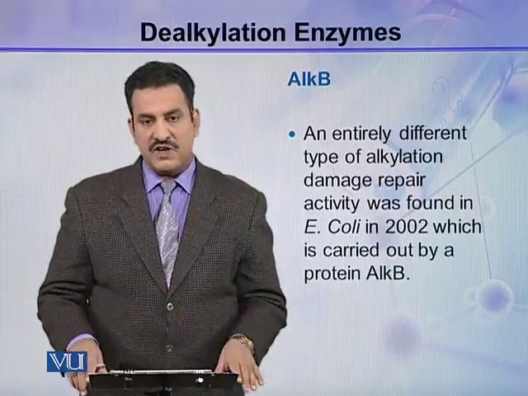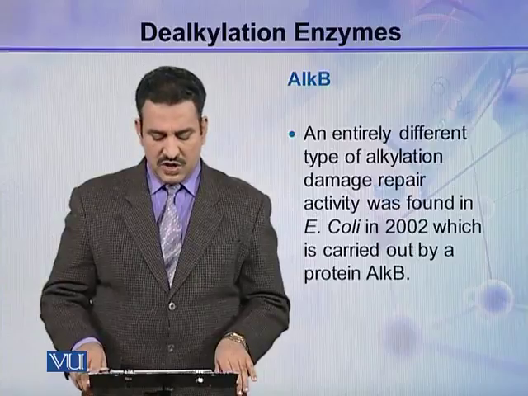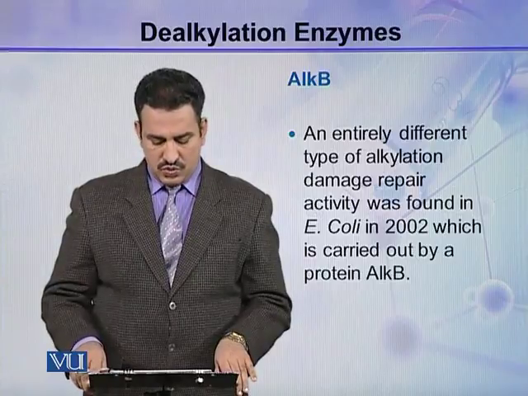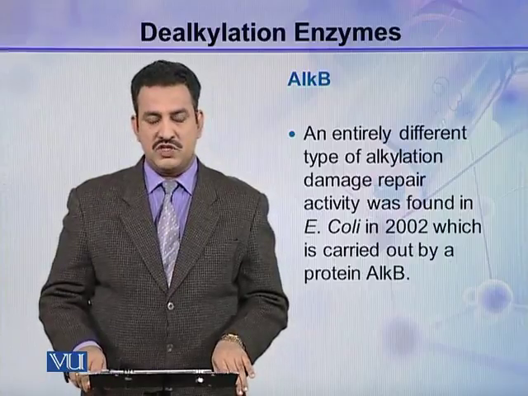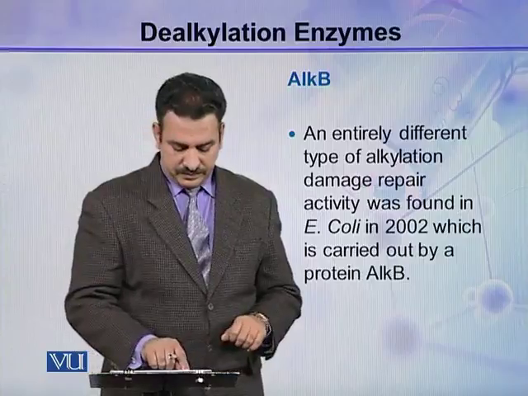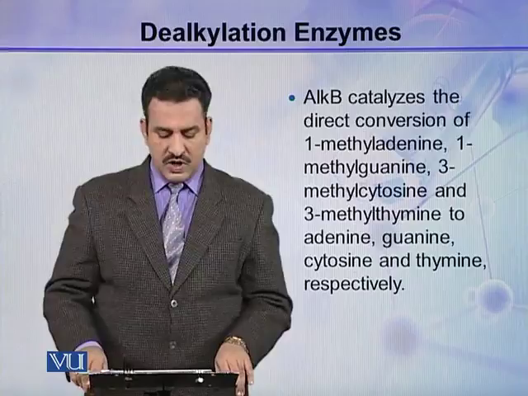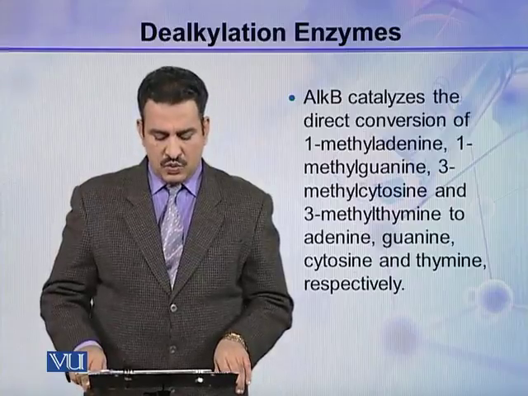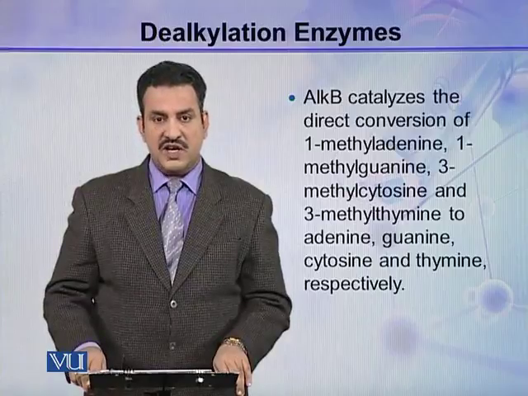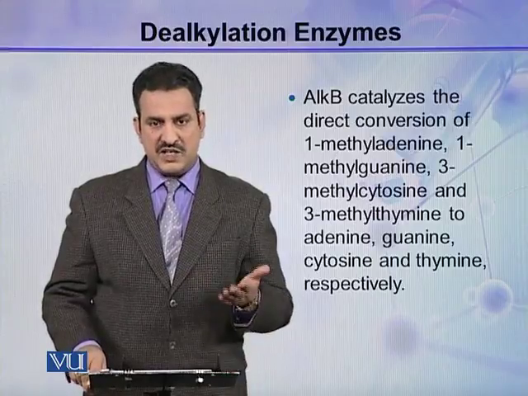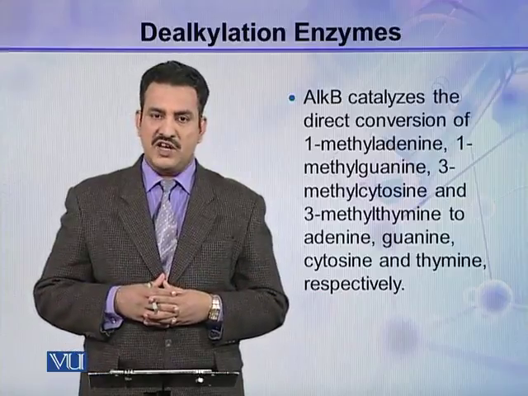Another enzyme is ALK-B. This is an entirely different type of alkylation damage repair activity, and it was found in E. coli in 2002. This activity is carried out by a protein called ALK-B. ALK-B catalyzes the direct conversion of 1-methyladenine, 1-methylguanine, 3-methylcytosine and 3-methylthymine to the respective nitrogenous bases, that is adenine, guanine, cytosine and thymine.